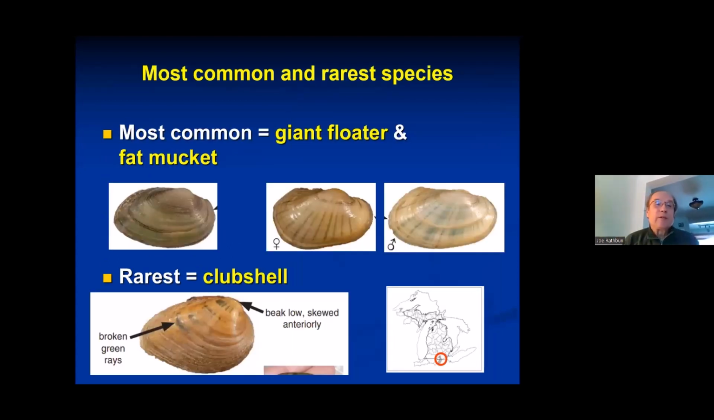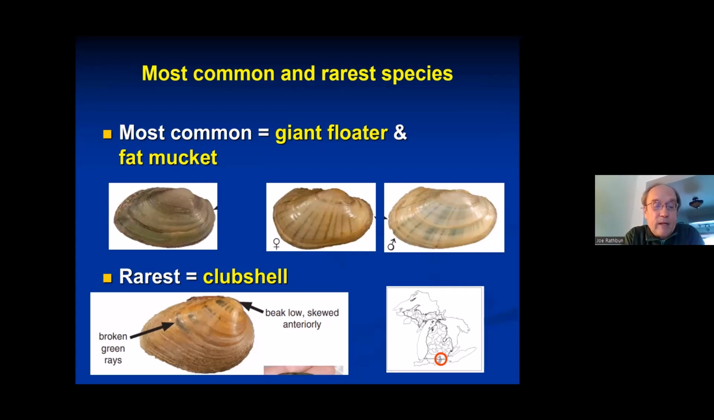Just for general interest, the most common and rarest species in Michigan. The most common species by far are probably the giant floater and the fat mucket. The fat mucket is interesting. It's sexually dimorphic. The male and female look different, sufficiently different that if you didn't know they were the same species, you might think they were a different species.